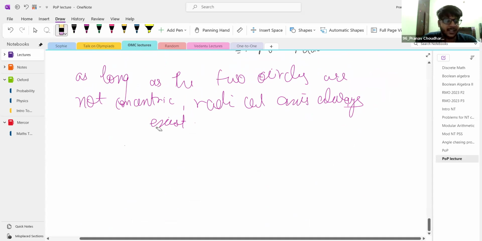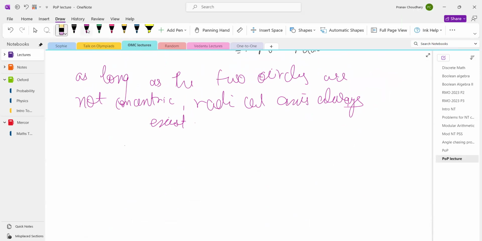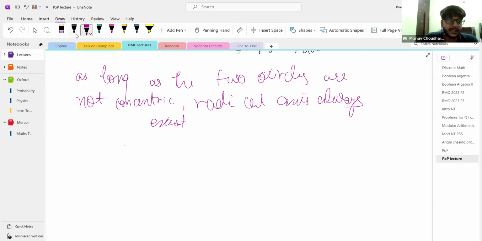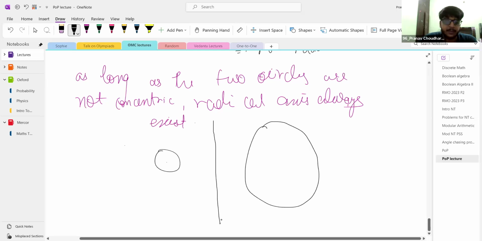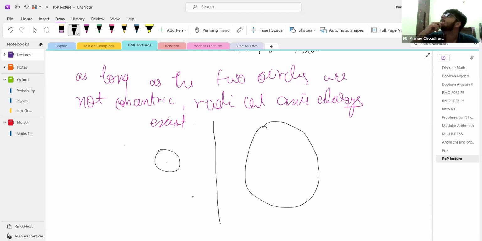You know this, right, Surayana? Okay, fine. So for this case, when two circles are like this, it makes intuitive sense that the radical axis will lie somewhere in between. Okay, wait, is it always intuitive? And is it always true?